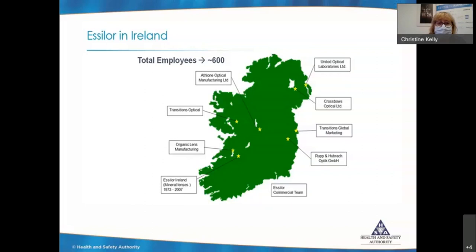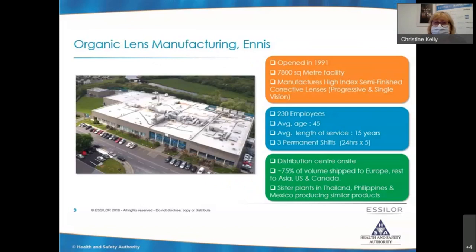We're based in Ennis. The company opened in 1991. I've said about the average age of our employees. As well as manufacturing, we have a distribution centre. Our main ergonomic risks would be repetitive tasks. We have a lot of pushing and pulling, and then all the risks that are associated with the distribution centre.